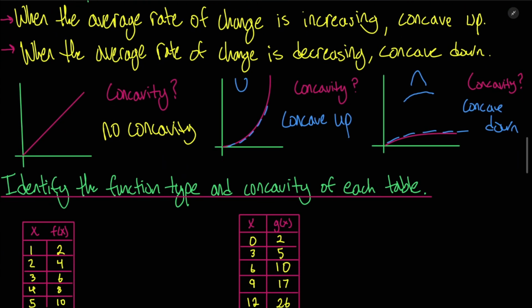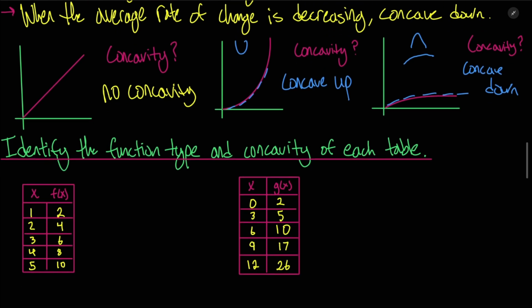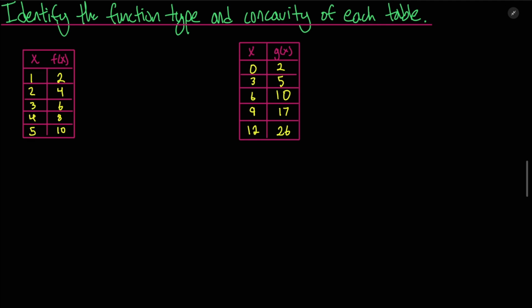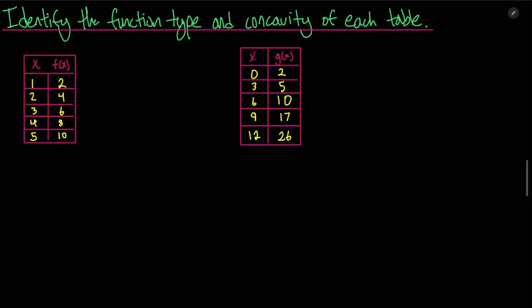Okay. Now, you might be asked to determine concavity and function type from a table. So how do I do that? Well, notice how on this side we have equal length input intervals. So as we go from 1 to 2, how is this changing? This is increasing by 2, right? We're going from 2 to 4. Okay, how about from here to here? 4 to 6, okay, that's 2 again. 6 to 8, that's 2 again. And 8 to 10, that's 2 again. So this function is linear, right?